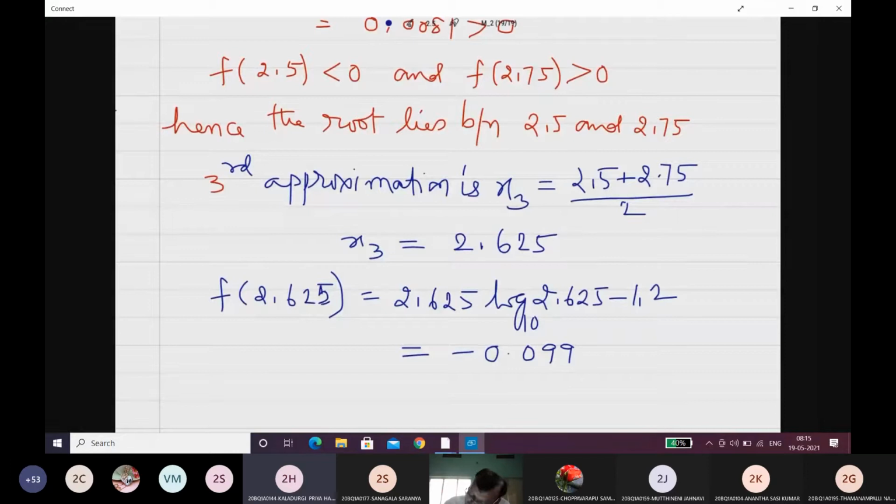Sir, 997. Right now, is it greater than 0 or less than 0? Minus value. Minus indicates that it is less than 0.